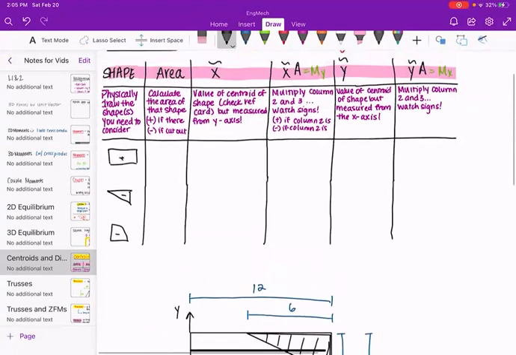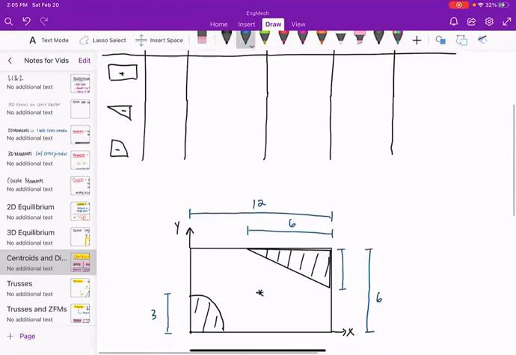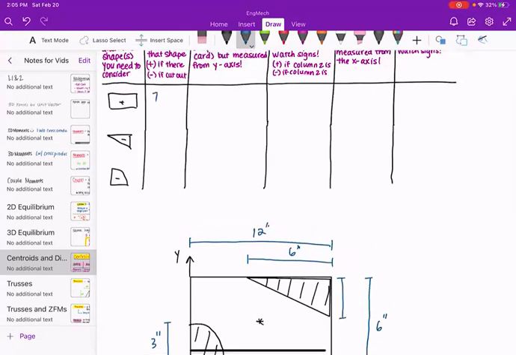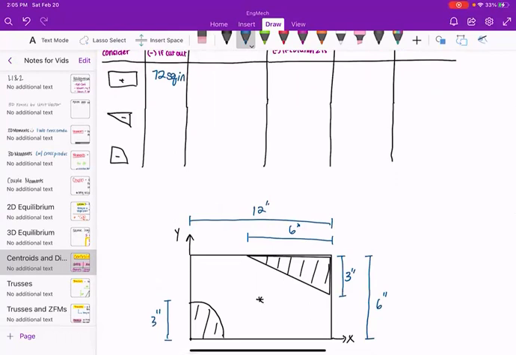And then the second column is the area column. So just like you would think, it's the area of that shape. So if I'm looking at the rectangle, it's 12 by 6, which is 72. Oh, wait, I should probably put units here. So it's 12 by 6, which is 72 square inches. And then the triangle is 6 by 3, where the area would be base times height divided by 2. So 6 times 3 is 18, divided by 2 is 9 square inches.